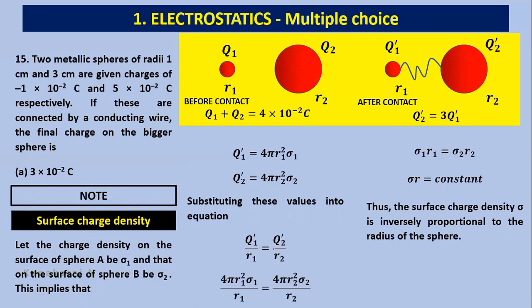So what did we conclude from here? For a smaller radius, the charge density will be larger and vice versa. So the conclusion is that the smaller sphere has a larger surface charge density, but holds a smaller amount of charge.